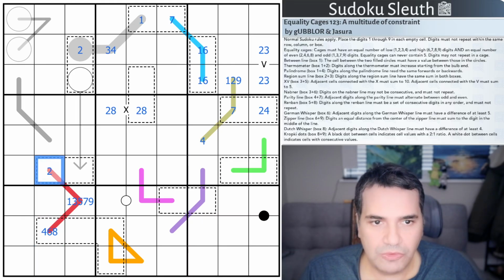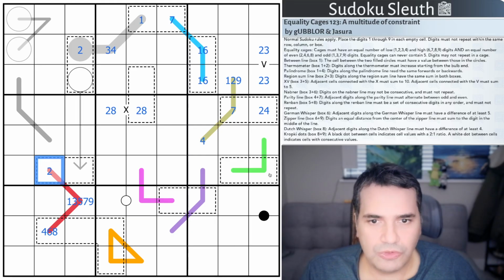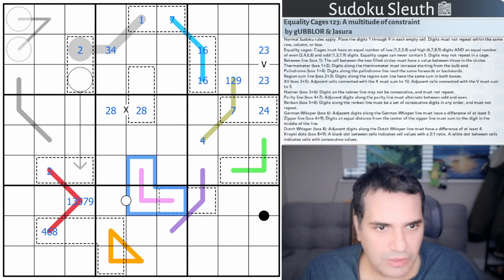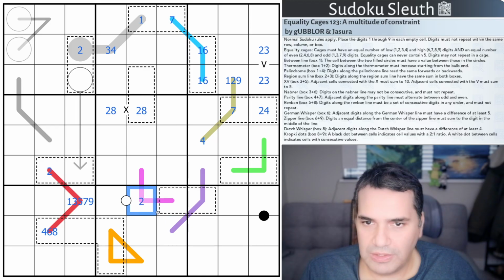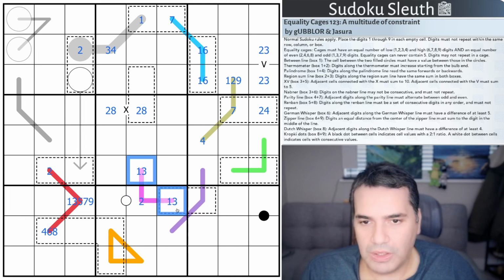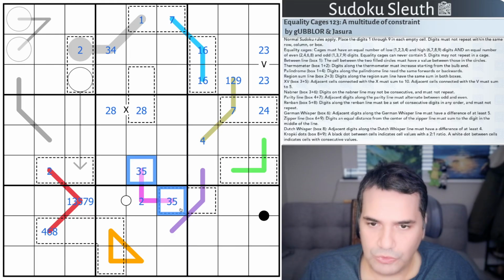We've got rem bands in, I say rem bands, there's just the one rem band, in boxes 5 and 8. Digits along the rem band must be a set of consecutive digits in any order and must not repeat. So if this cell is a 2, then these two cells could be 1 and 3, so that they are a consecutive set of 1, 2, and 3. Or I could actually get away with 2, 3, and 4. What I couldn't do is 2, 3, 5. They no longer are consecutive.